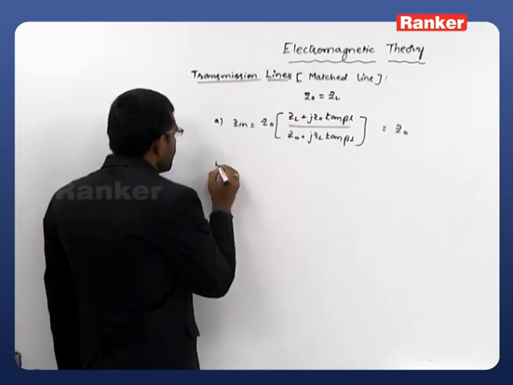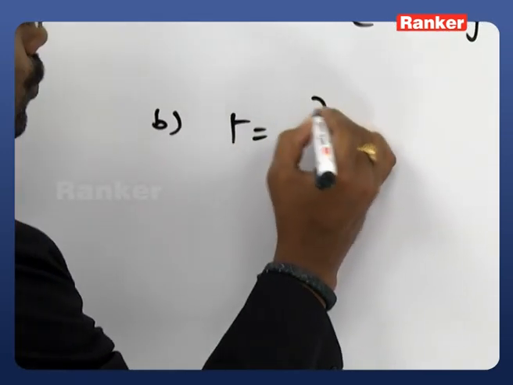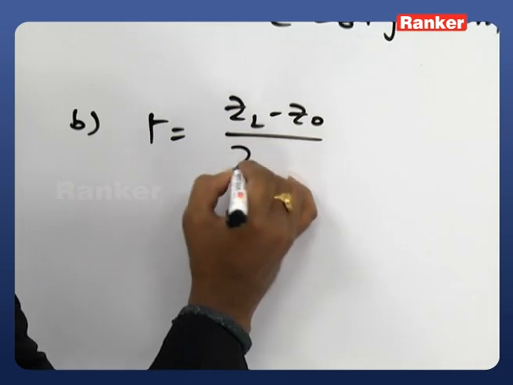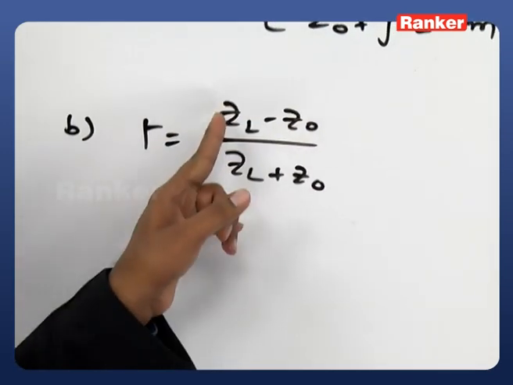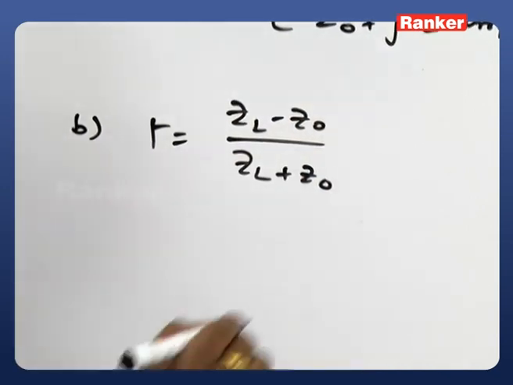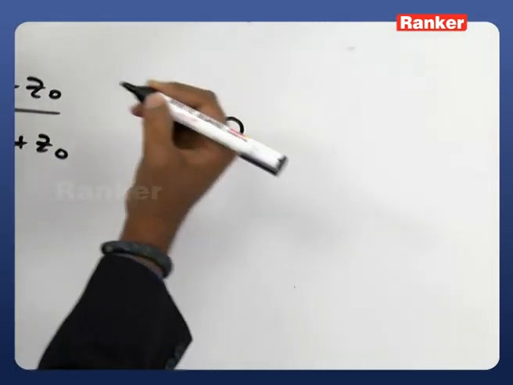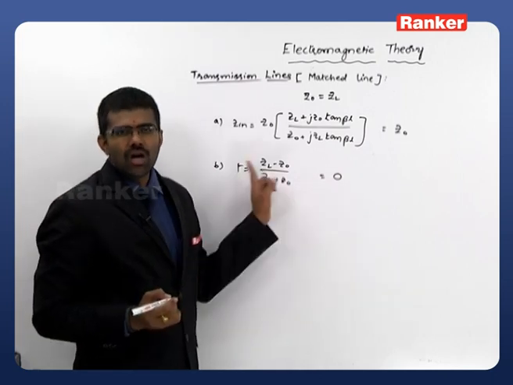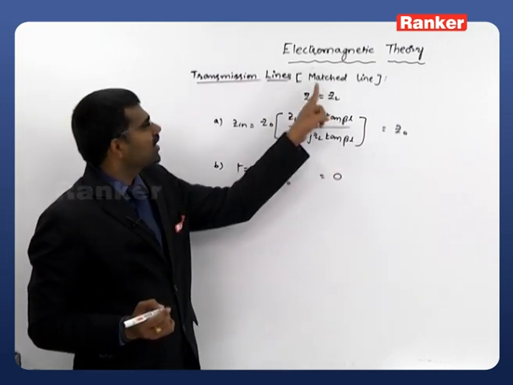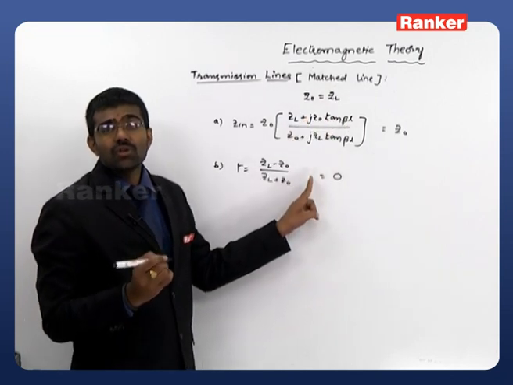Similarly, what is gamma? Gamma is equal to (ZL minus Z0) divided by (ZL plus Z0). Now as ZL is equal to Z0, Z0 minus Z0 always gives you 0, so gamma is equal to 0. Zero corresponds to no reflection. So gamma equal to 0 for a perfectly matched line is nothing but there is no reflection from the load.